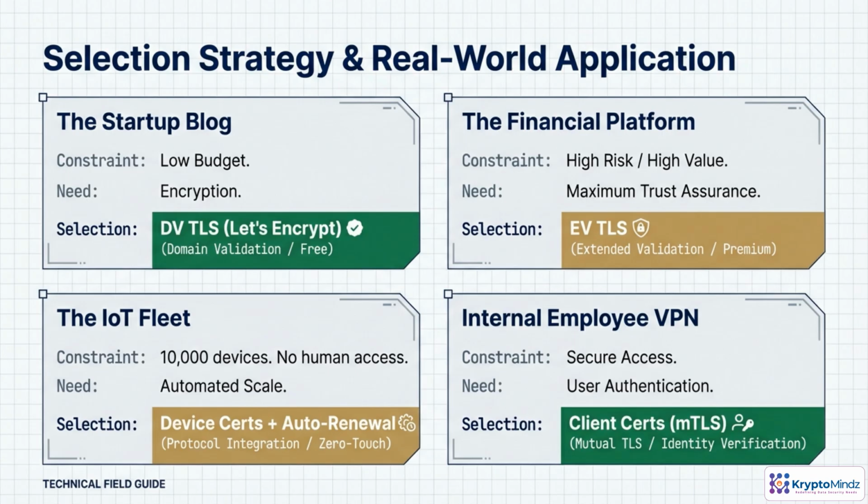You solve that with individual device certificates and automated zero-touch issuance and renewal, tightly integrated into your protocols and manufacturing process. And for internal employee VPNs or sensitive internal apps, the problem is not just encrypting traffic, but proving the user or device identity. Mutual TLS with client certificates gives you that. Both sides authenticate, which fits naturally into a zero-trust model. The pattern to remember is simple. Clarify the risk, the scale, and the trust requirement. Then choose the certificate model and automation level that best align with those realities.